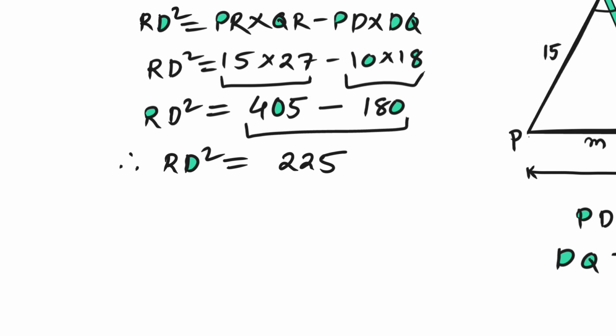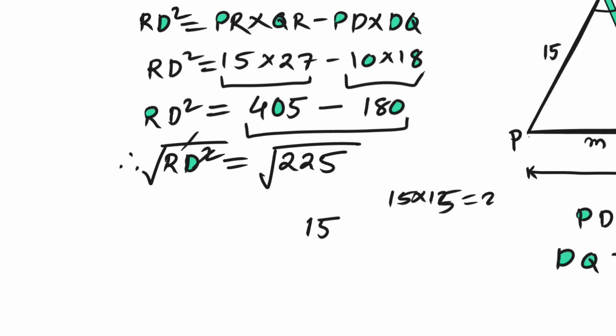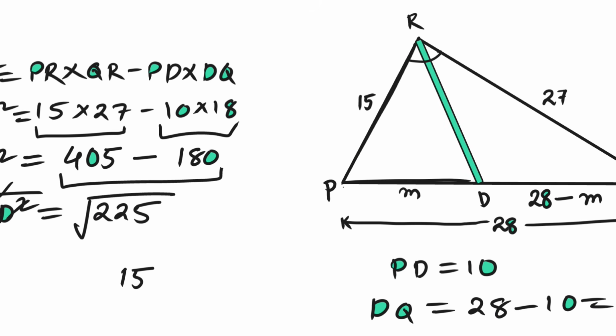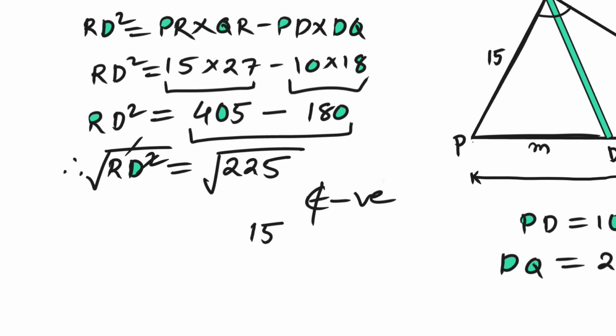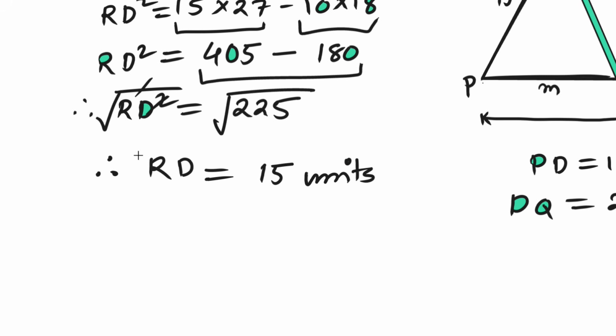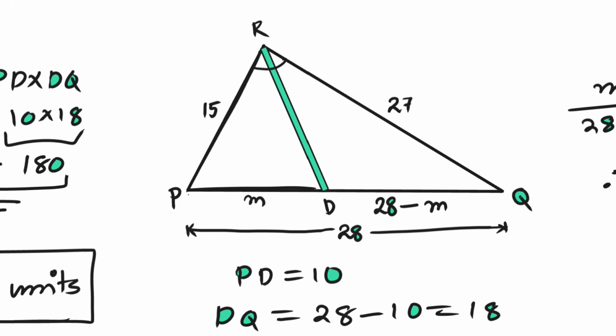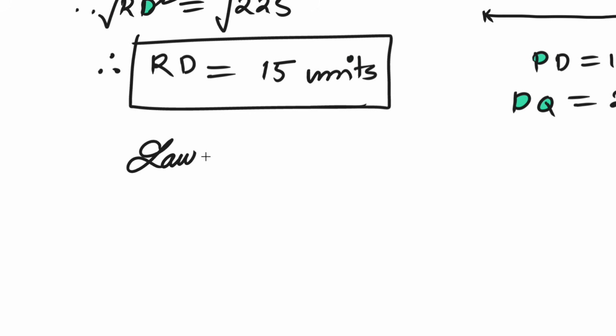To find RD itself, we take the square root of both sides. The square root of 225 is 15, because 15 multiplied by 15 is 225. Technically, when solving a squared equation, we could write positive or negative 15, but RD represents a physical length, and a length cannot be negative. Therefore, RD equals 15 units, so we have already solved the problem. But let's verify the answer using a completely different approach, the law of cosines.